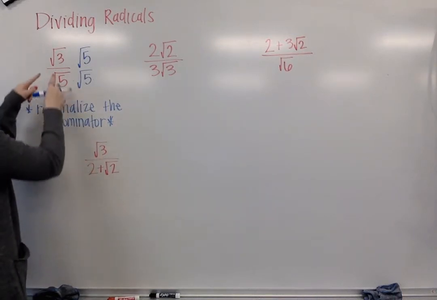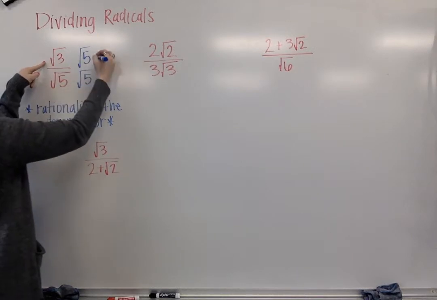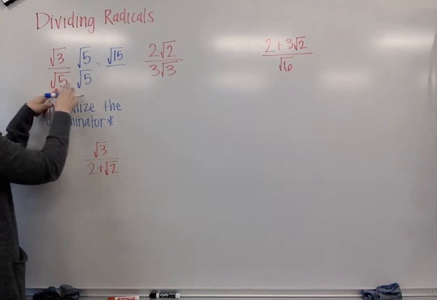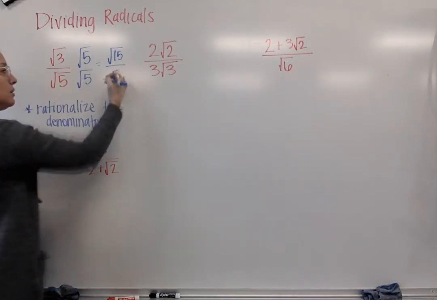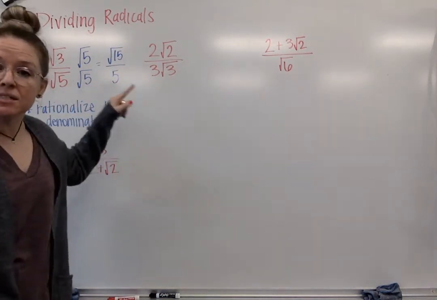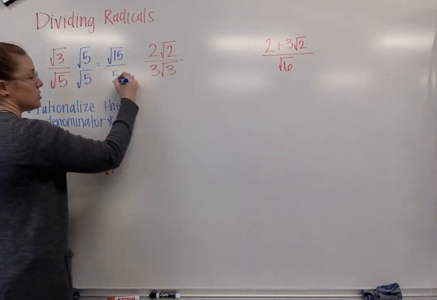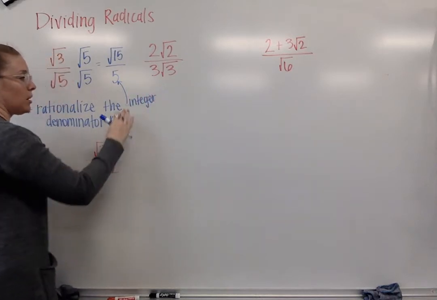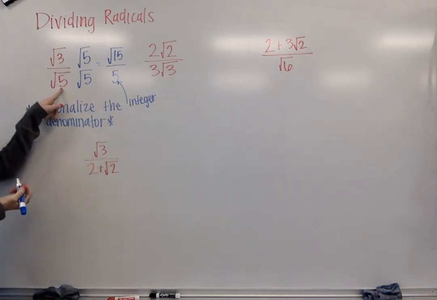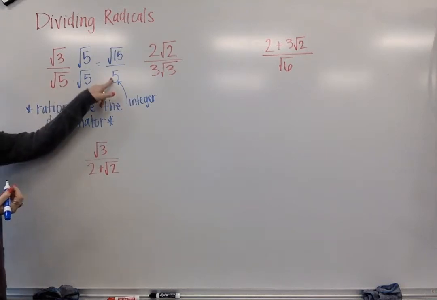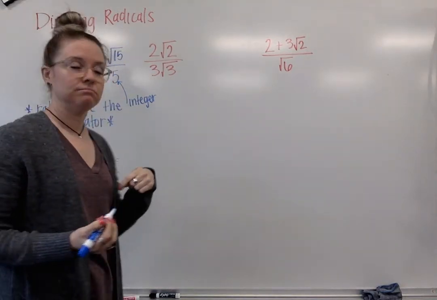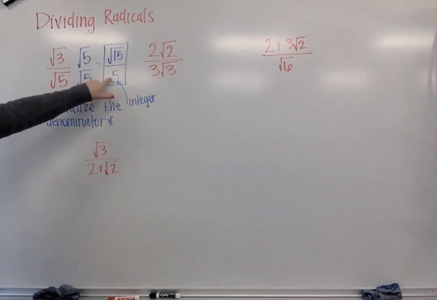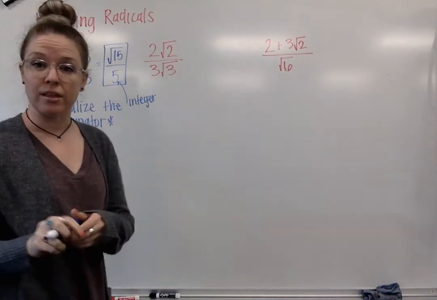So what happens when I do this, I get the square root of 3 times the square root of 5, which is the square root of 15. And then the square root of 5 times the square root of 5 is 5. So now my denominator is an integer. So here, this 5, an integer, again, is a whole number. We have now taken our irrational number and we've rationalized it. 5 is a rational number. So that's all. That's my solution. Boom. I don't want the radical in the denominator. It's no longer there. I'm good to go.